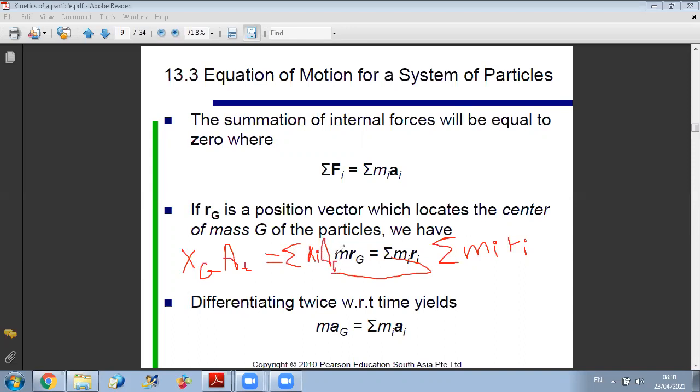Now if you derive m Rg equals sum of mi Ri with respect to time two times, the first time you derive, you get a relation between velocities: m vg equals sum of mi vi. If you derive a second time, you get a relation between accelerations: mass times ag equals sum of mi ai. So here I can replace this term by m ag.